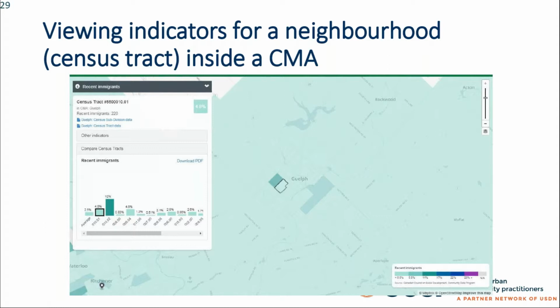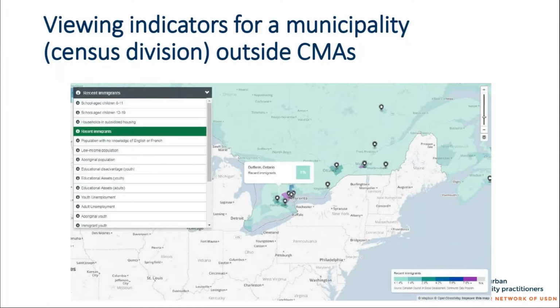And finally, if you want to look outside of an urban region or a CMA, you have the option of getting a profile, what we're calling a community profile, of a census division, which is either an upper tier municipality, a county, or a township located outside of urban regions. So again, just a list of 25 indicators chosen either as cross-tabulated or not cross-tabulated by energy poverty for any census division anywhere in Canada.